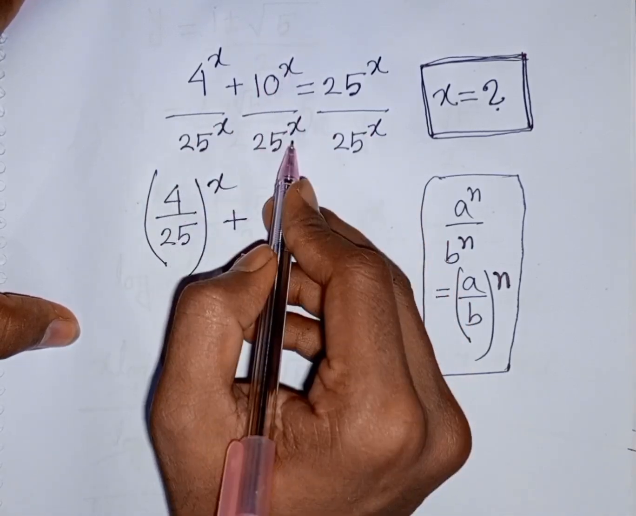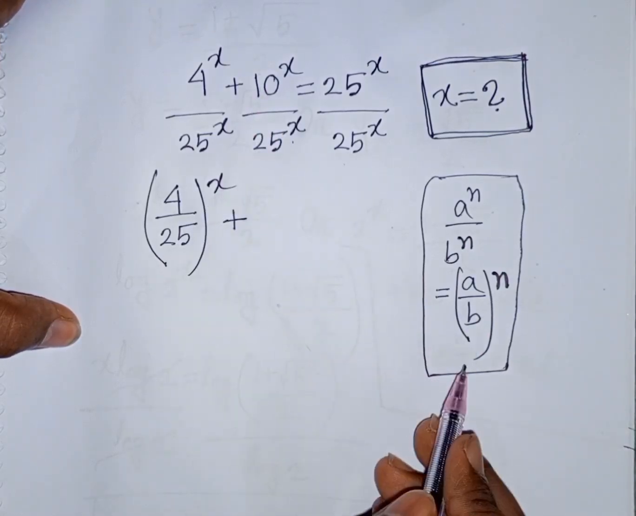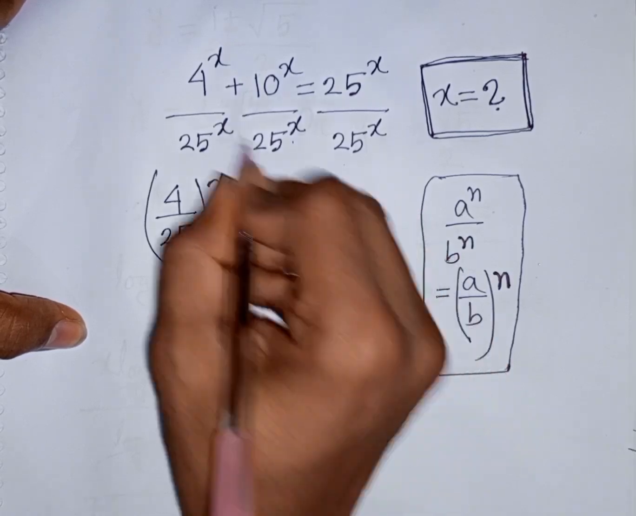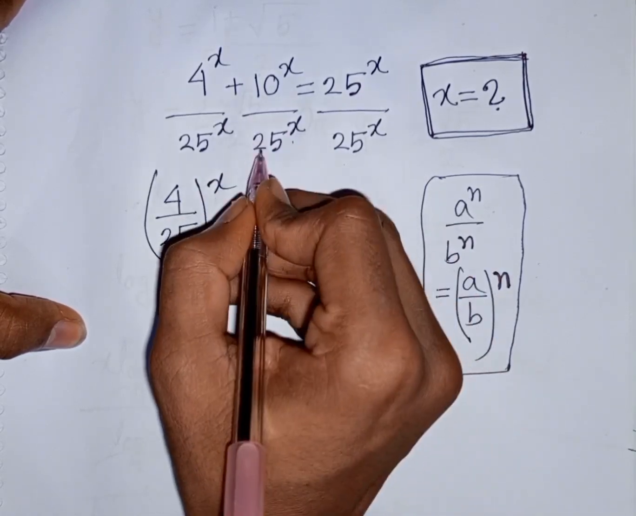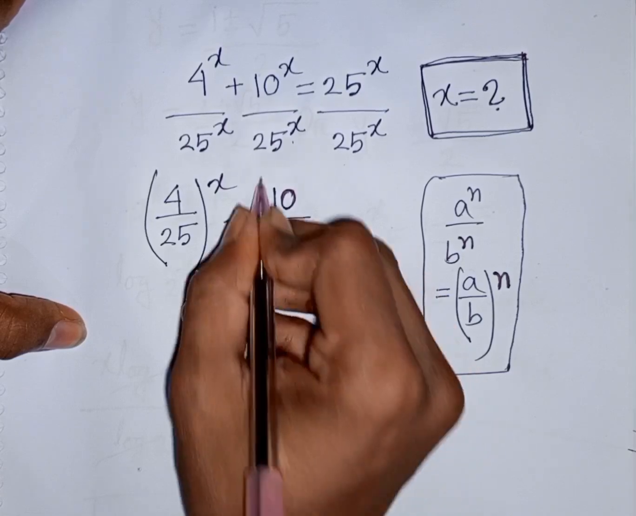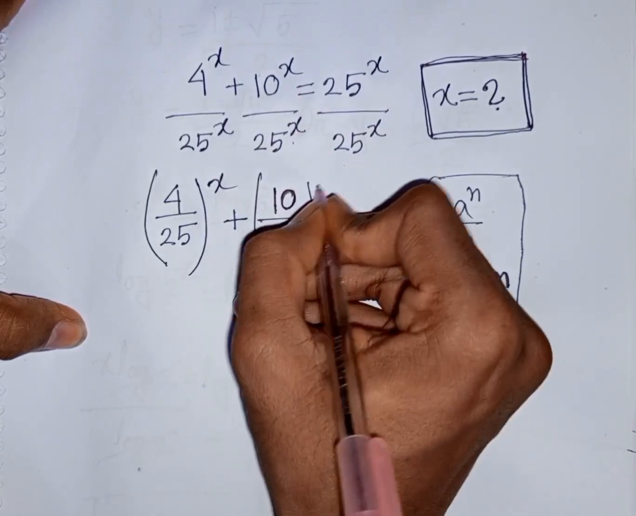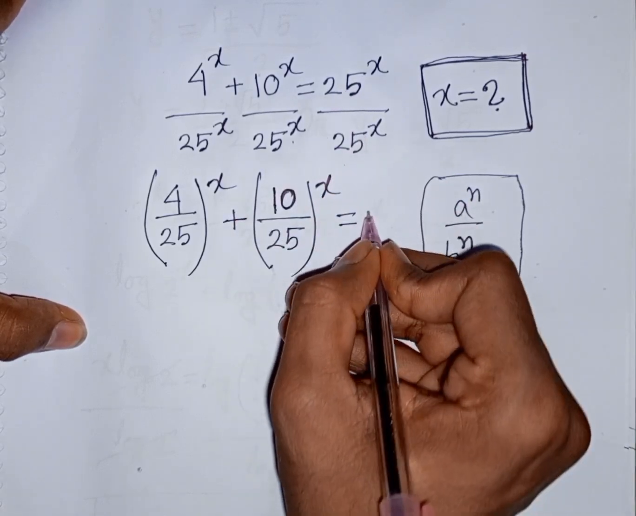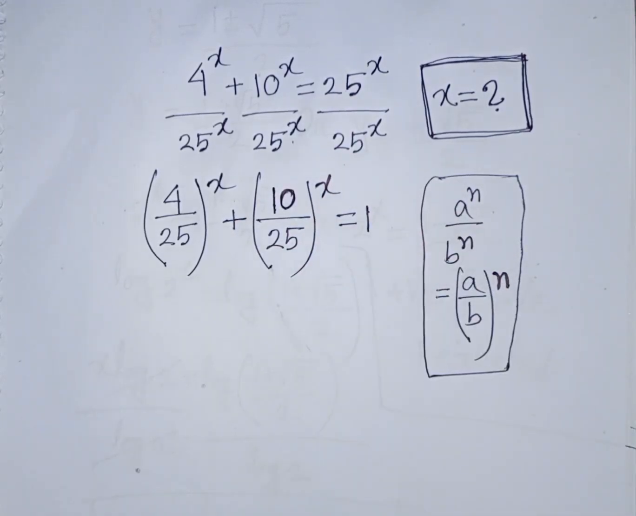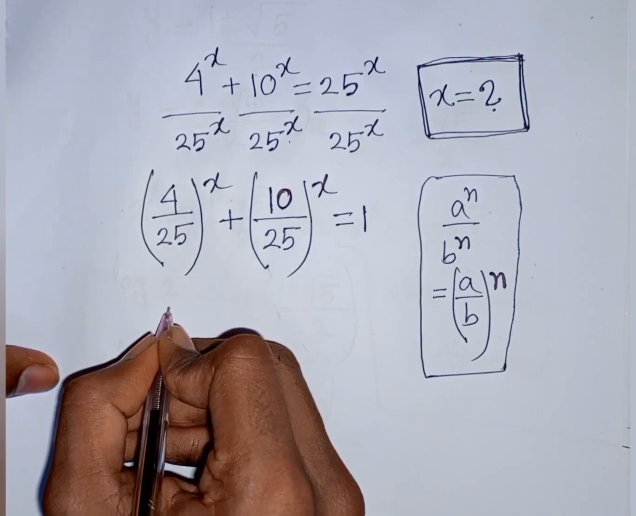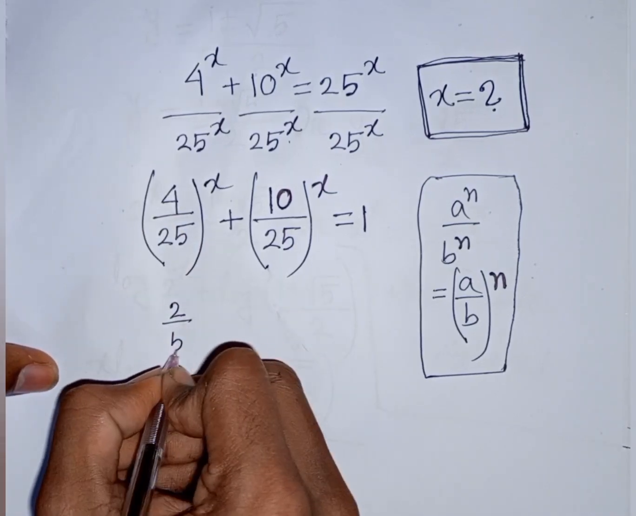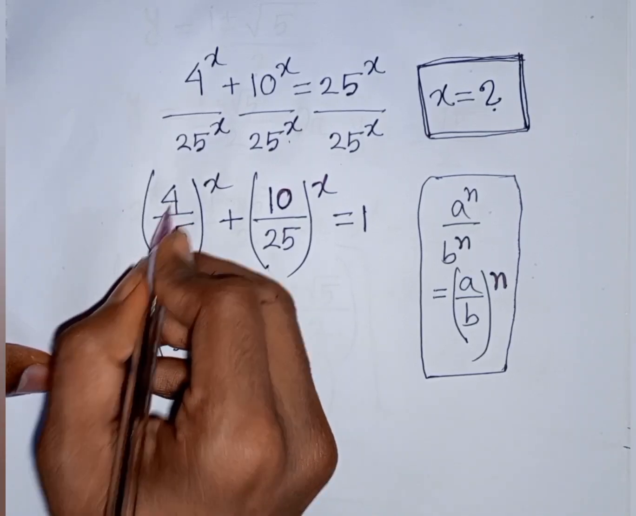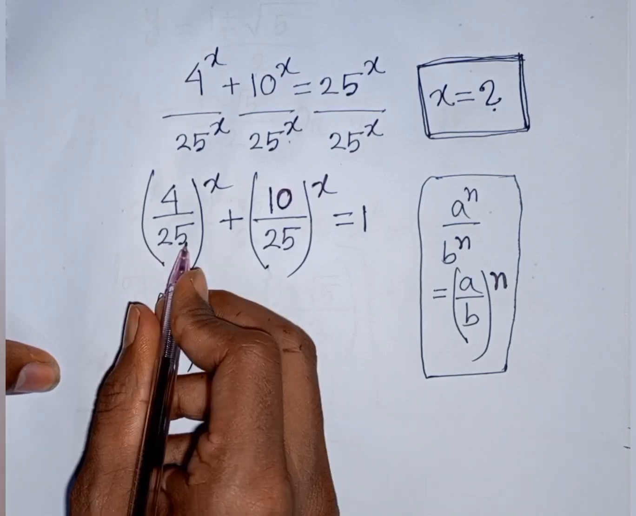again x is the same power but with different bases. So according to this formula, I can write here 10 over 25, then bracket, common power x is equal to this divided by this, that means 1. Now 4 by 25 can be written as 2 over 5, then bracket power of 2. 2 square is the same as 4, 5 square is the same as 25.